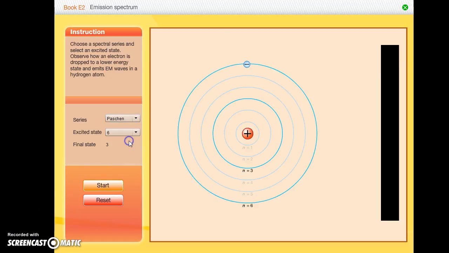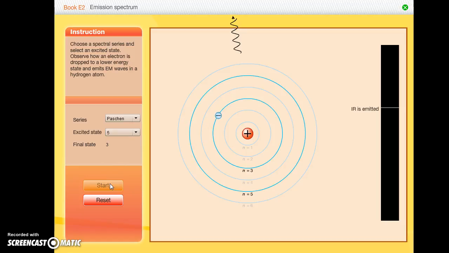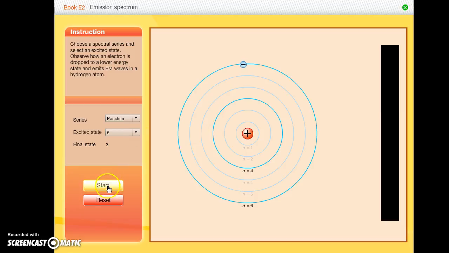And what about the Paschen series? So when the electron falls from a higher energy level to the second excited state, the third electron shell, let's see. It produces infrared. What about this? From the fourth excited state to the second excited state. From the fifth excited state to the second excited state. In all cases, infrared is produced.